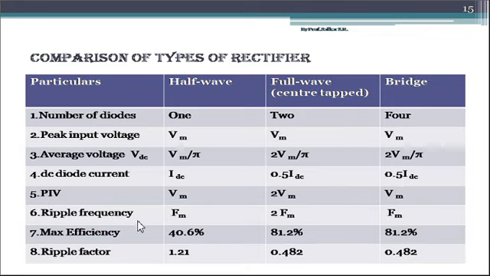Peak inverse voltage, for half wave it is Vm, full wave 2 Vm, and for bridge it is again Vm. Ripple frequency, for half wave it is FM, full wave 2 FM, and bridge 2 FM. Ripple frequency is nothing but the frequency of the output signal. What is ripple? That we are going to learn in the next part. Efficiency is the ratio of output by input. For half wave efficiency is 40.6%, full wave it is 81.2, and for bridge also it is 81.2. Ripple factor, this also we are going to learn ahead, is 1.21 for half wave, 0.482 for full wave, and 0.482 for bridge also.